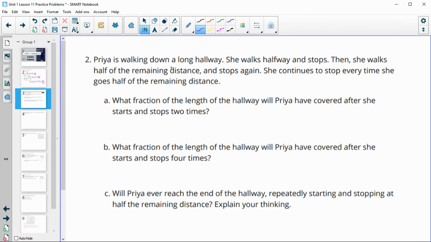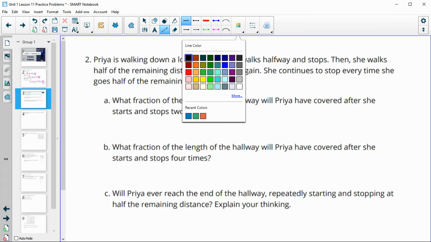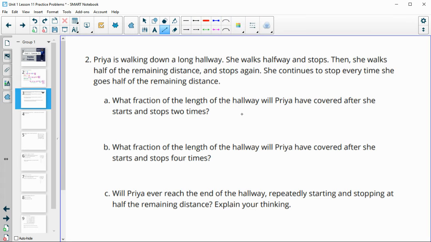Number 2, Priya's walking down a long hallway. She walks halfway and then stops. Then she walks half the remaining distance and stops again. She continues to stop every time she goes half the remaining distance. So what fraction of the hallway is left when Priya has started and stopped 2 times?